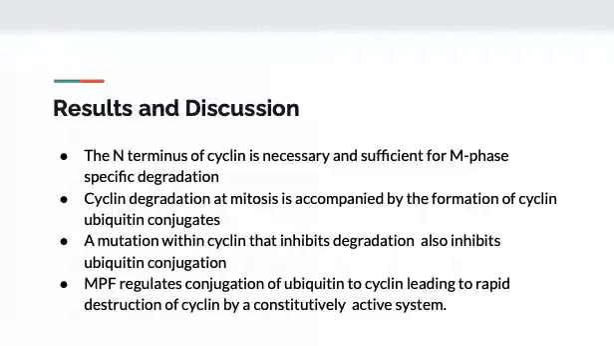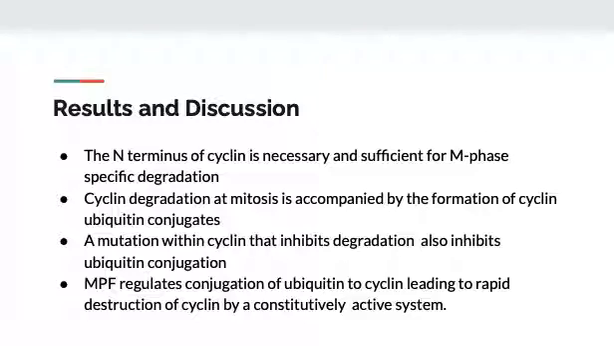Okay, and now for our results and discussion. Here are some of the most important results from the study. The N-terminus of cyclin is necessary and sufficient for M-phase-specific degradation. Cyclin degradation at mitosis is accompanied by the formation of cyclin-ubiquitin conjugates. A mutation within cyclin that inhibits degradation also inhibits ubiquitin conjugation, and MPF regulates conjugation of ubiquitin to cyclin, leading to rapid destruction of cyclin by a constitutively active system.